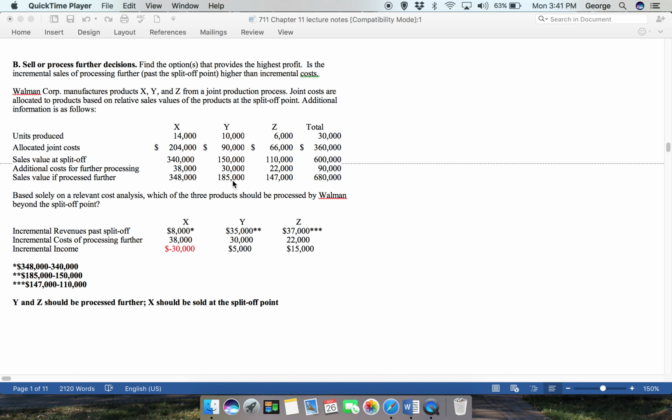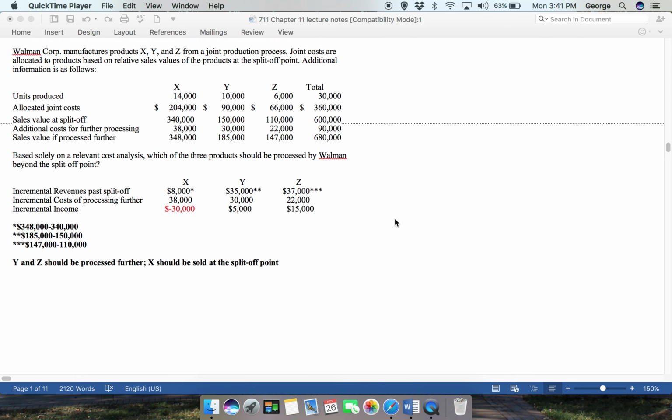For Y and Z, we see that our sales value at split-off is $150. My sales value processed further is $185. So I've got a $35,000 incremental revenue, $30,000 though in incremental costs. So hey, I'm going to process further. I'll make an extra $5,000. And then the same thing for Z. In this case, it's $15,000. So those are interesting, and I think you do have a couple of those problems in your homework.